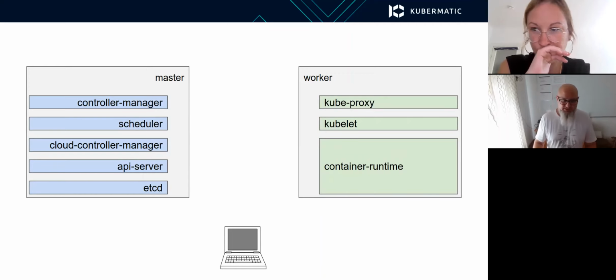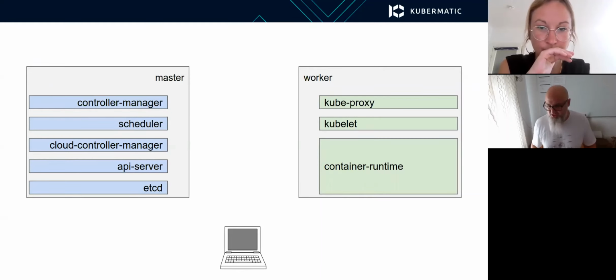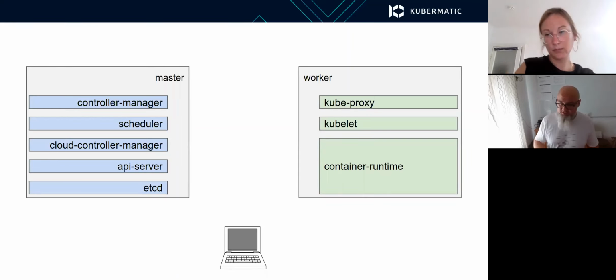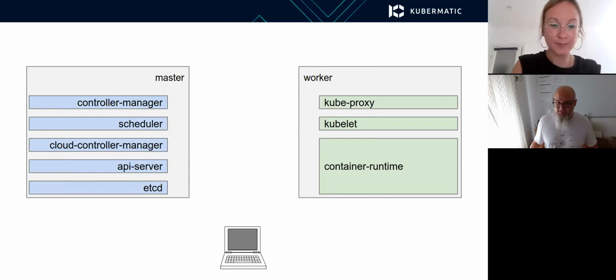And the kube proxy is dealing with networking. So if you want to expose your applications internally or even externally, the kube proxy plays an important role. He implements all those rules via iptables, basically. So if you apply a service to your Kubernetes cluster, kube proxy will change some iptables on each and every worker node. And that's the role of kube proxy.